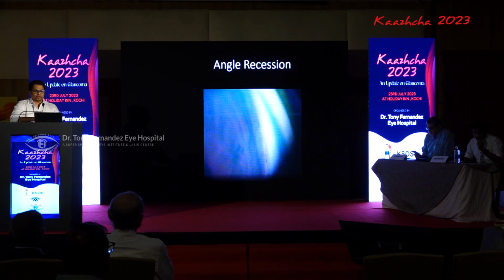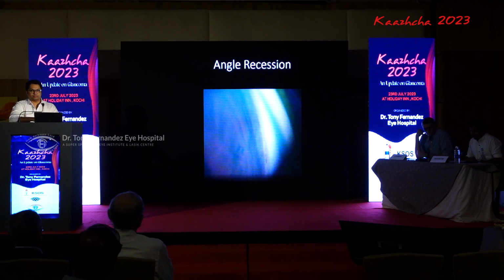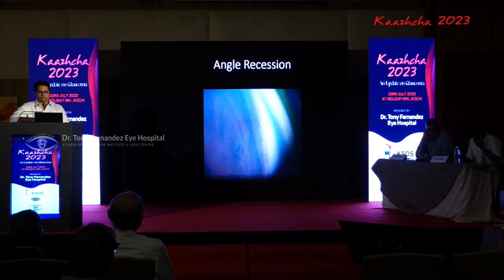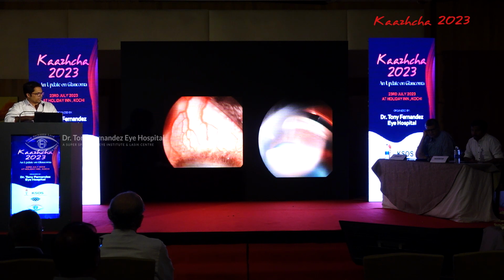This is a trabecular mechanism. This is angle recession glaucoma. What you see here is the broad irregular ciliary body band seen in angle recession glaucoma post blunt force injury to the eye. This is a post-trabecular mechanism. What you see here are the dilated episcleral veins and blood in Schlemm's canal.